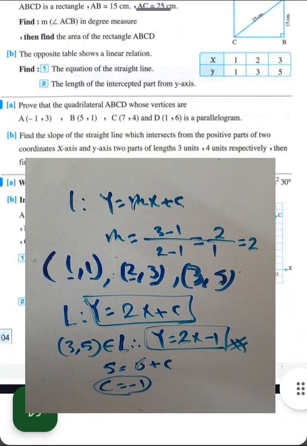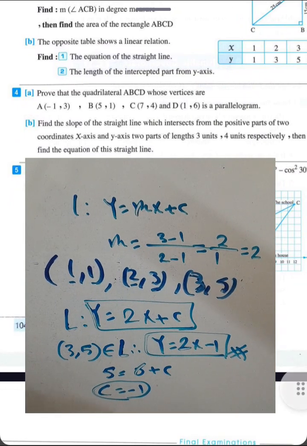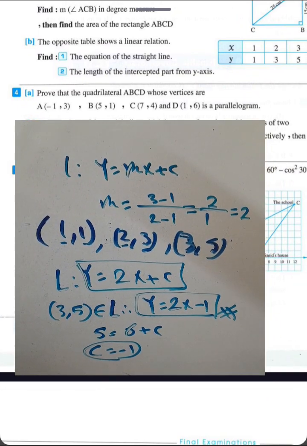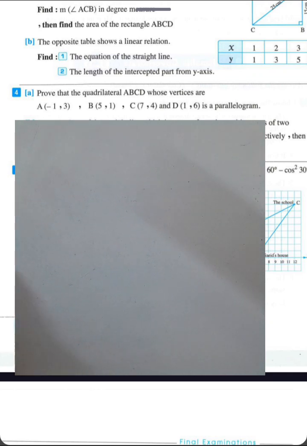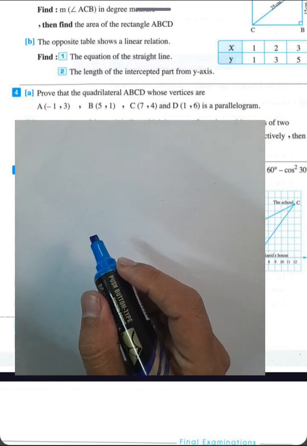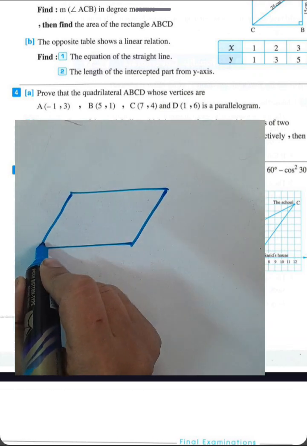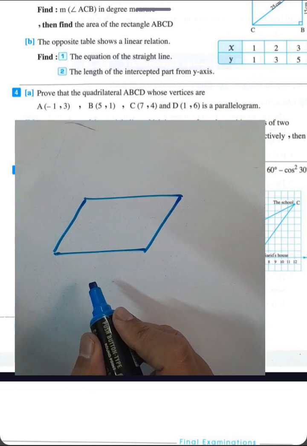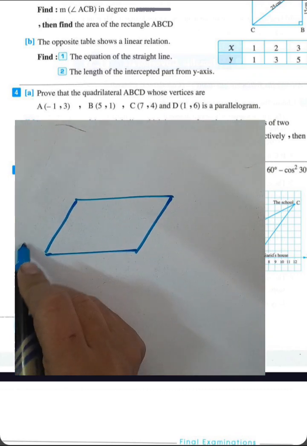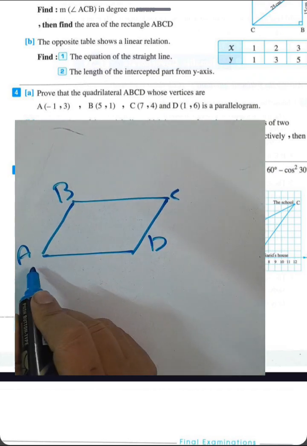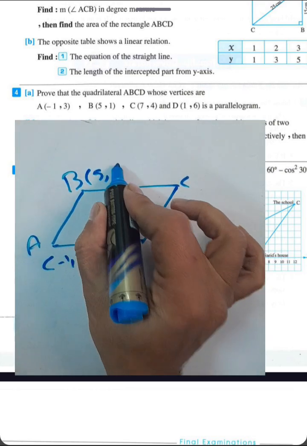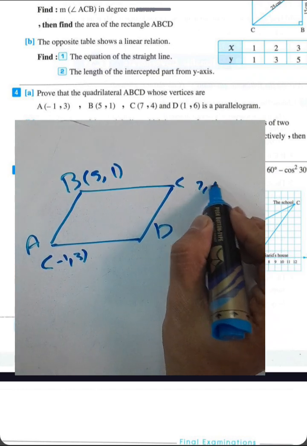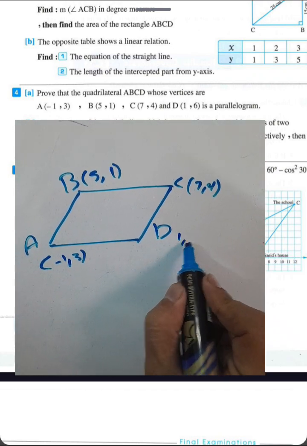Next example, question number 4, letter A, prove that the quadrilateral ABCD is a parallelogram. To prove that this quadrilateral is a parallelogram, you must prove properties of a parallelogram, such that each pair of opposite sides are equal in length and parallel. We can write here A, B, C, and D. He gave us point A (-1, 3), point B (5, 1), point C (7, 4), and point D (1, 6).